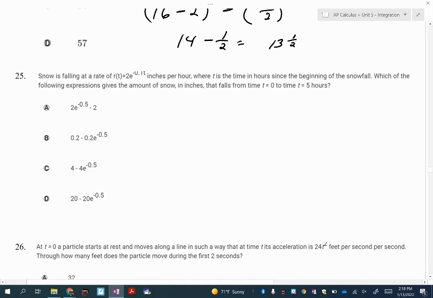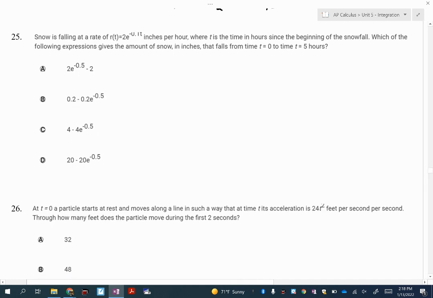Okay, 25. Now, we did a problem just like this, actually in class today on this date, January 13th, about finding how much gas is being used on a motorboat for 1 hour. So this is a very similar problem. It's asking us to find the amount of snow in inches that falls from 0 to 5 hours.